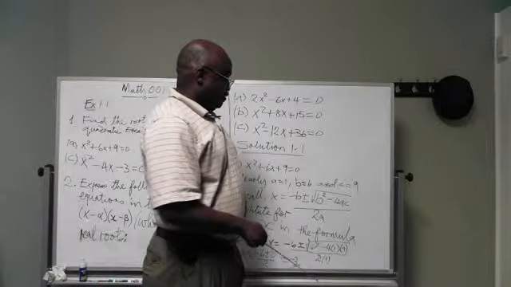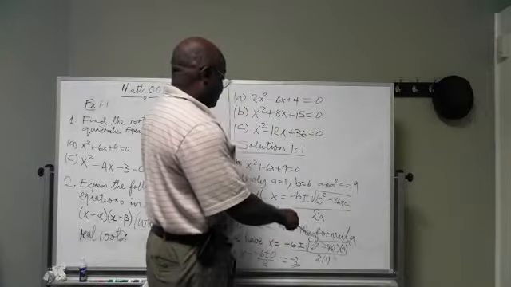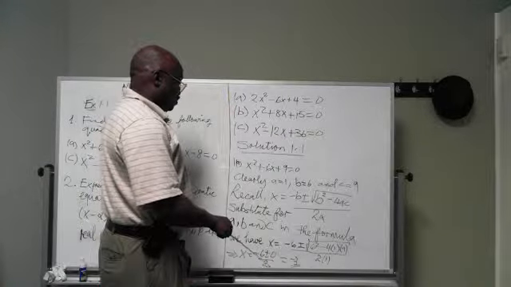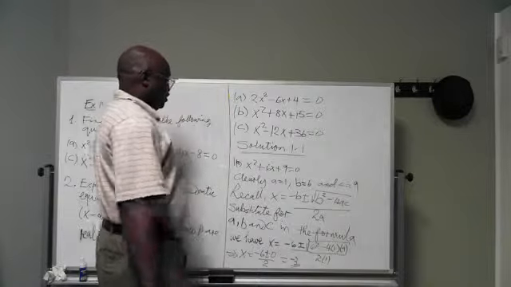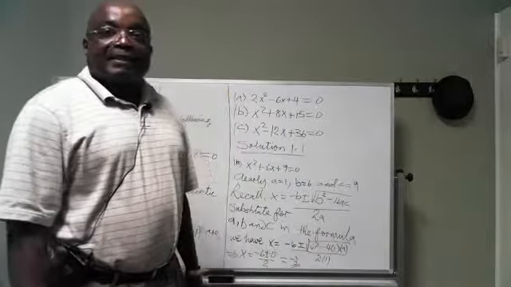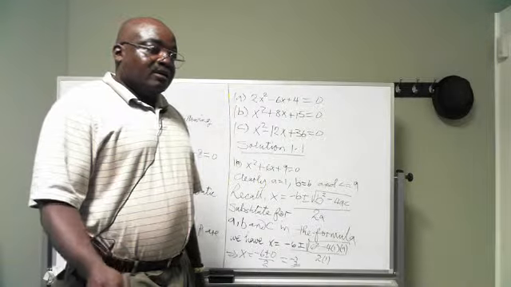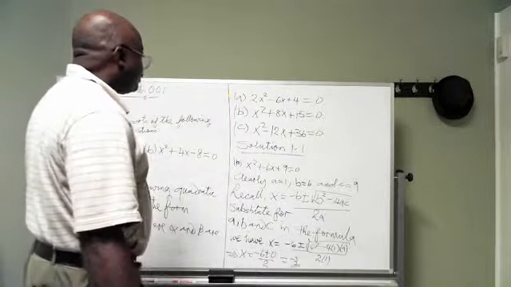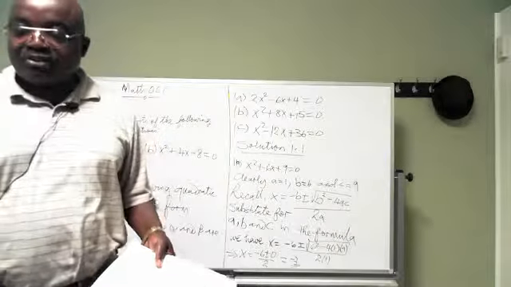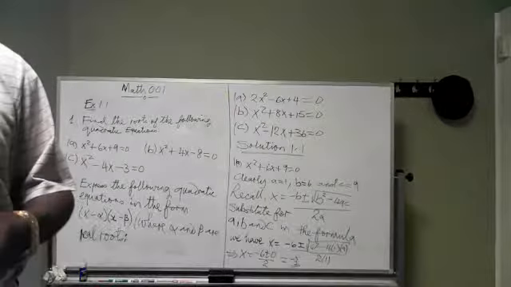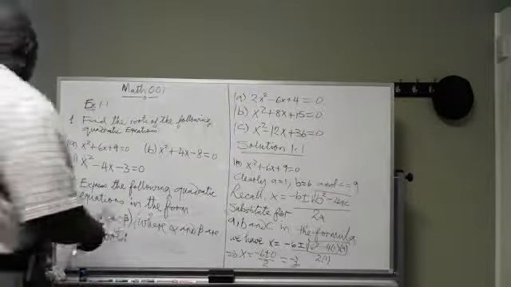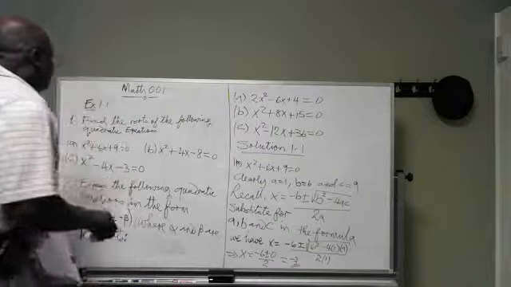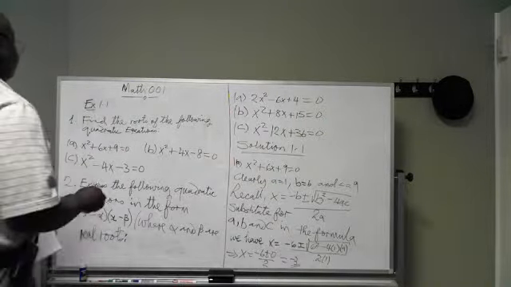4 times 9 is 36. 6 squared is 36. 36 minus 36 is 0. Which implies x equals minus 6 plus or minus 0 over 2. Which means x is equal to minus 3. In this case, we clearly see that the equation has repeated real roots. Now let's go to the next question. Hope you guys already copied these notes here.